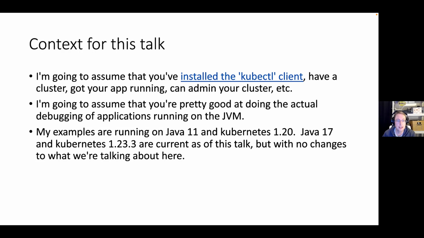And then lastly, my examples that you're going to see here are running on a version of Java and a version of Kubernetes that is wildly old, and by wildly old, I mean it's maybe 3 or 4 months old at this point. Java 11, which was only very recently overtaken by Java 17, is the long-term release. And Kubernetes 1.20, which is a couple of versions behind now, but not too bad. Importantly, as of today, there's no changes to what it is we're talking about in any newer version.